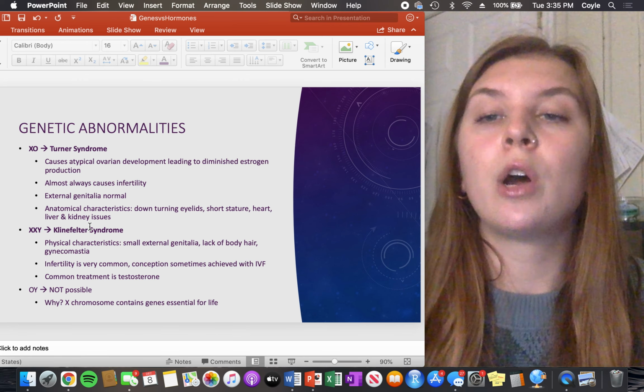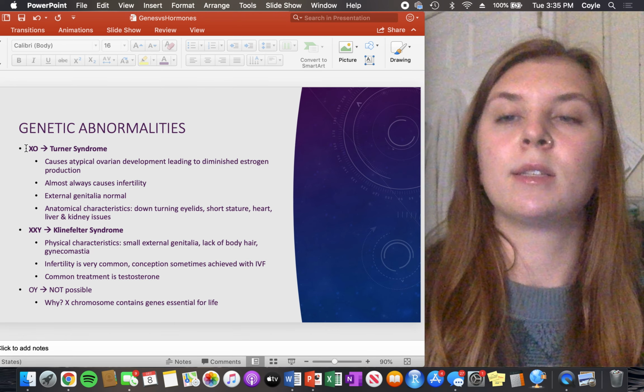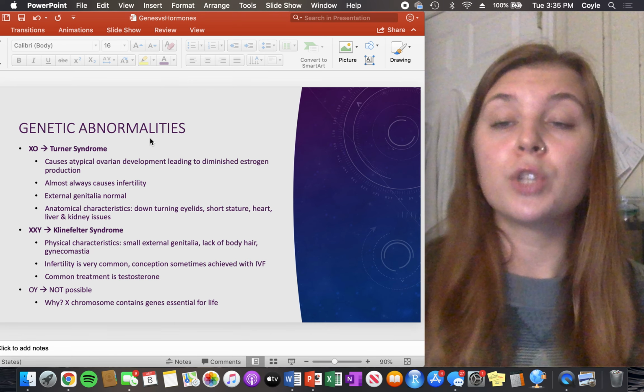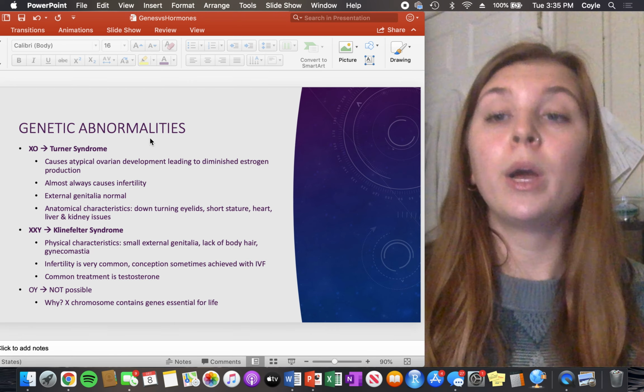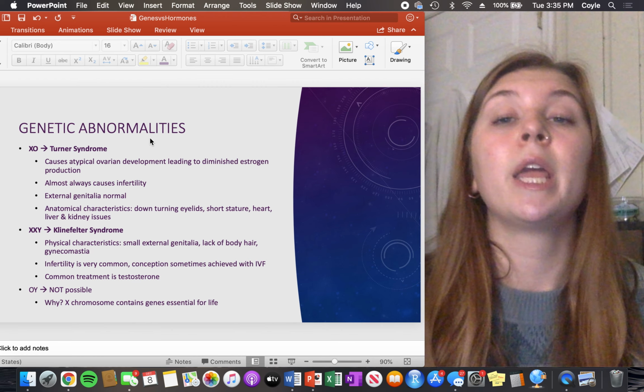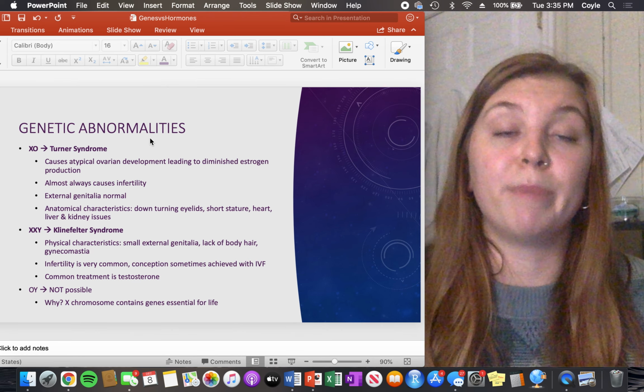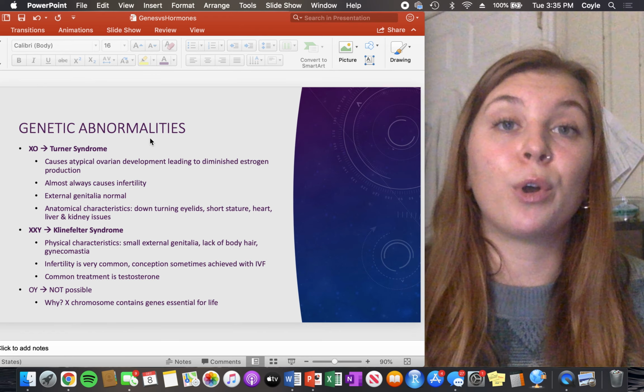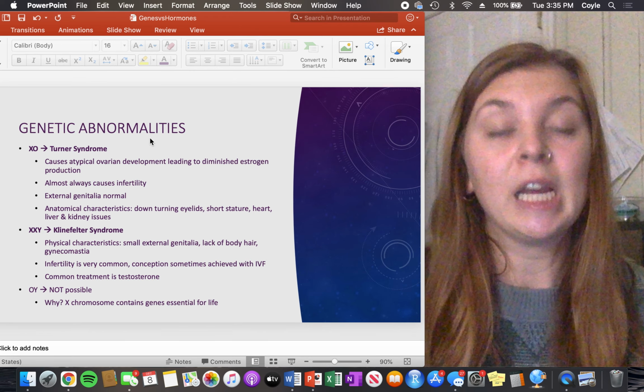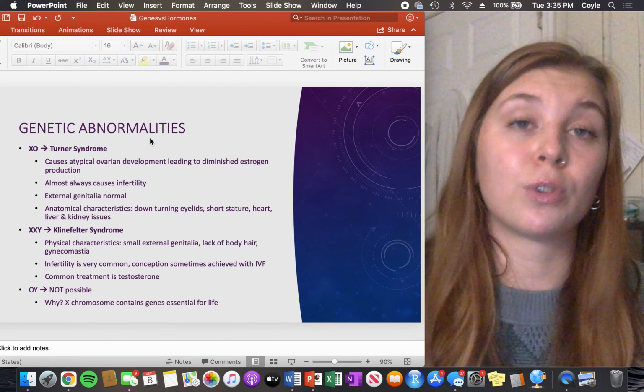The first thing we're going to talk about is Turner syndrome, which affects females because they are missing one of the X chromosomes. You can see here it's XO, which means they're missing the second X chromosome. This causes atypical ovarian development, and this will eventually lead later in life to diminished estrogen production. The ovaries aren't fully developed, and without estrogen, of course, the menstrual cycle and the reproductive cycle for the female is extremely altered, and it doesn't really function correctly. This, unfortunately, usually leads to infertility.